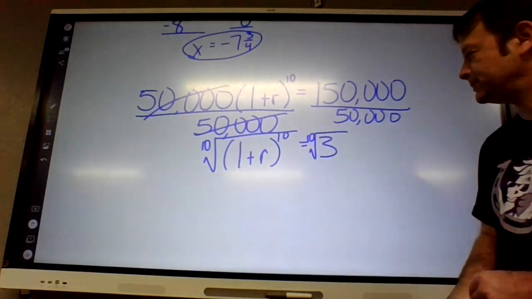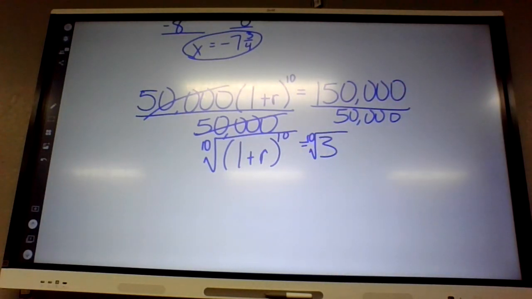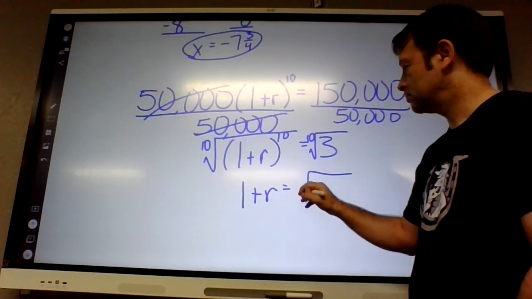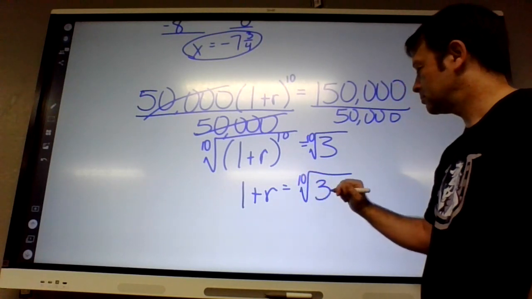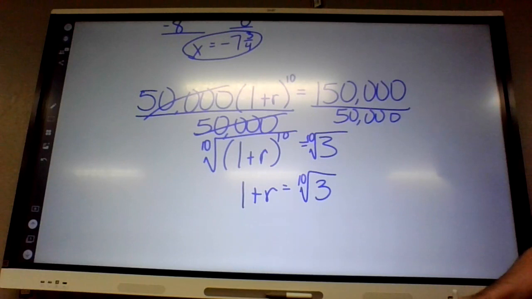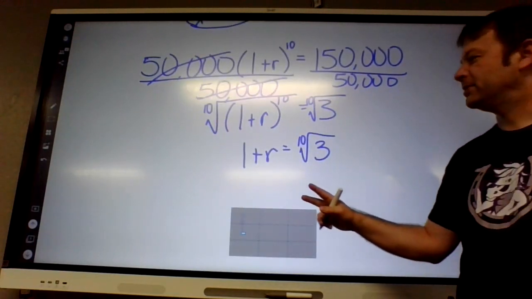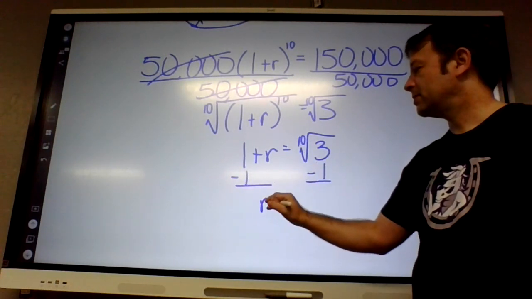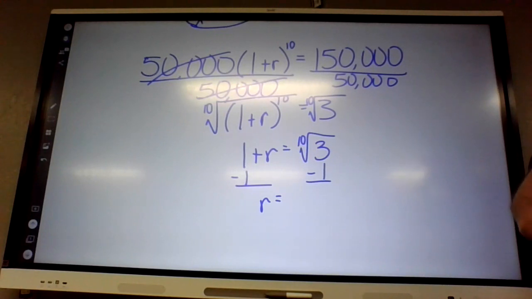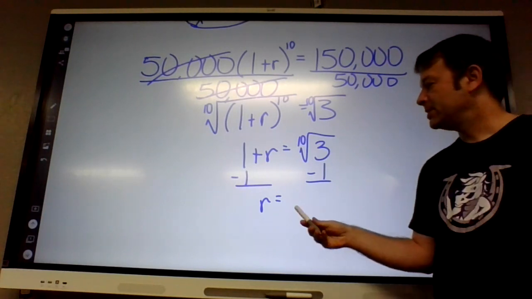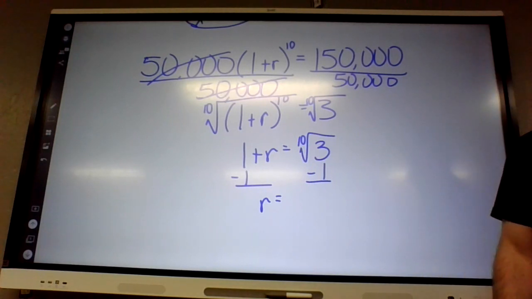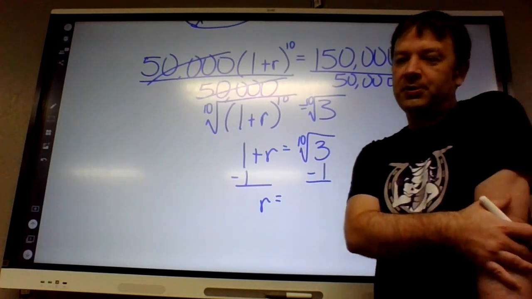We're almost there. Subtract 1. Okay. Now R stands for a rate, a percentage rate, like a rate of appreciation, the price going up. So we need this answer in percentage form. In other words, you have to plug it into your calculator. We'll round to the nearest percent.